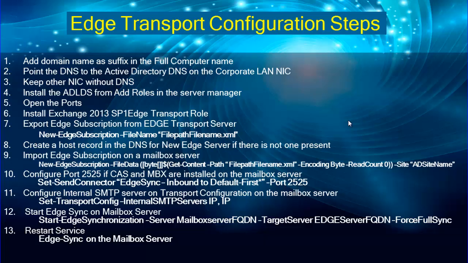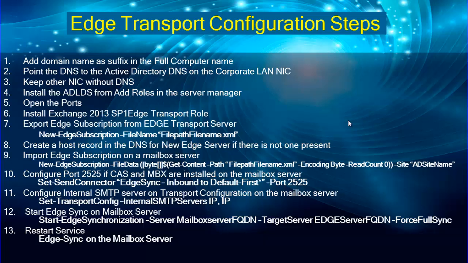Then its command is easy, so I would say it's easy. It's not much. Then configure internal SMTP on transport configuration on the mailbox server. This configuration will be passed to the Exchange Edge transport server, because these are the internal IPs of your mailbox servers. Otherwise, Edge might stop sending the email to these servers, considering spam, because every email will go to these servers.